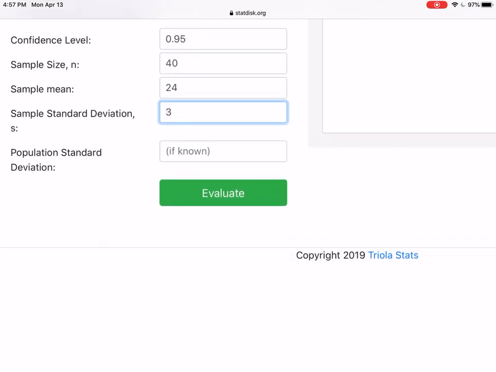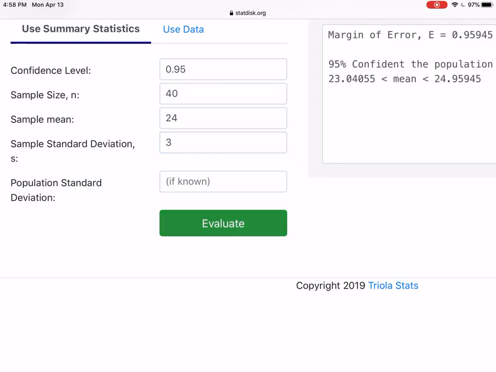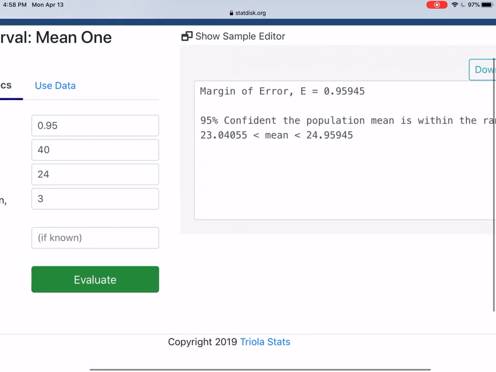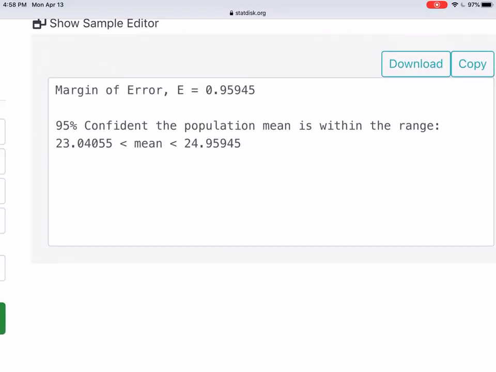We don't have a population standard deviation, so that's the only way this problem differed from the one that we did in our last video. In our last video, that 3 was a population standard deviation. In this video, it's a sample standard deviation. So let's evaluate that. And when we evaluate that, we get 23.04 up through 24.96.